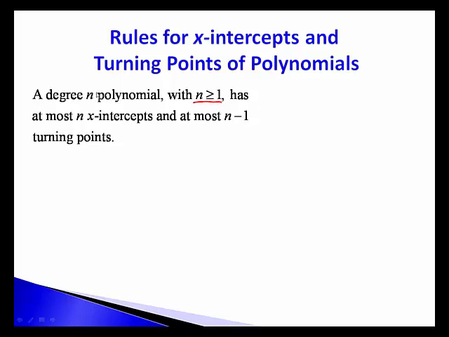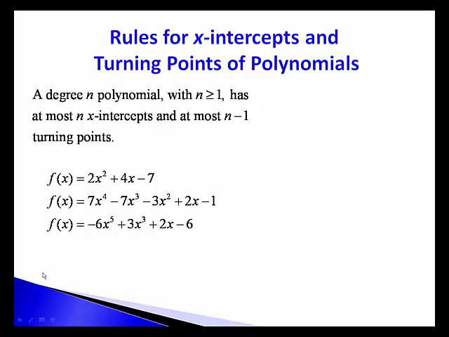So we do at least have a linear equation there. And what that tells me is that if I have a degree 1, meaning a linear equation, I have at most 1 x-intercept and at most 0 turning points. Well, remember a minute ago when we graphed that line? That's exactly what happened. So let's look now at the rest of those polynomials and see how these rules apply to them. The first one is a 2nd degree polynomial. What this tells us is it can have at most 2 x-intercepts and at most 2 minus 1, or 1, turning point.